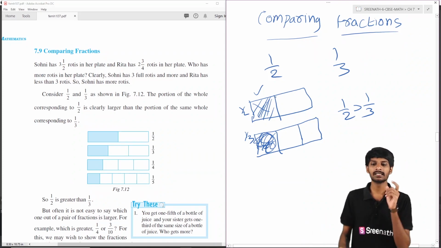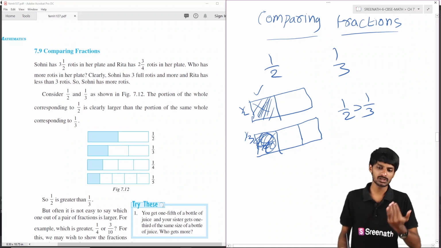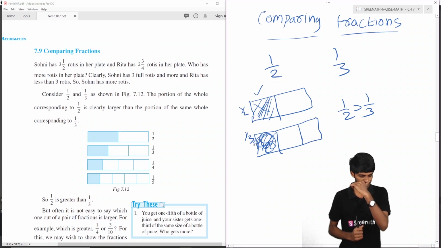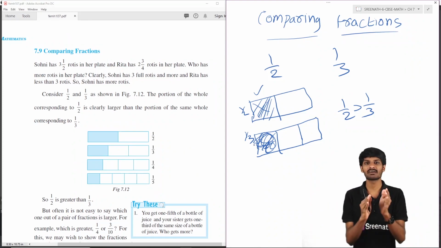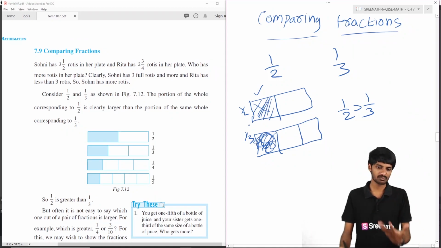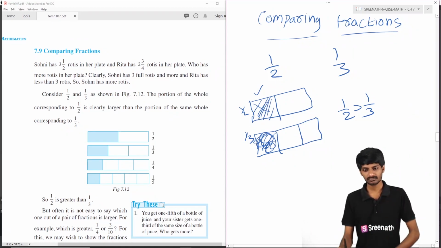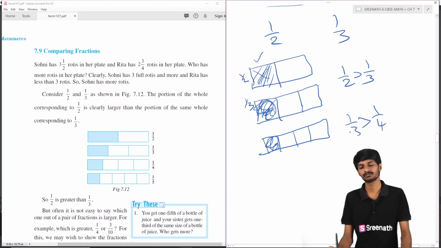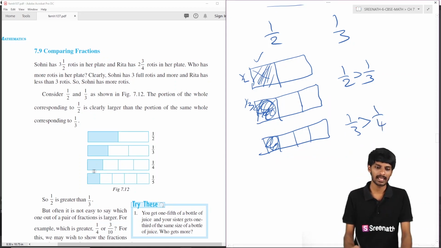Why? Because in both cases we are taking one part only, one portion only, but the size of the portion is small in 1/3, students, and it is big in 1/2. That's why 1/2 is greater. If you take 1/4, it is much lesser. So 1/3 is greater than 1/4. Like that, students.